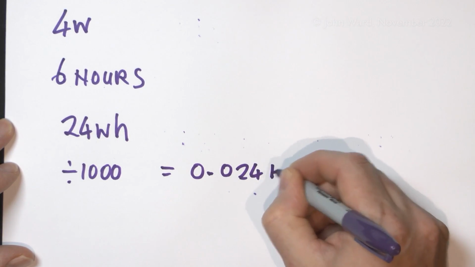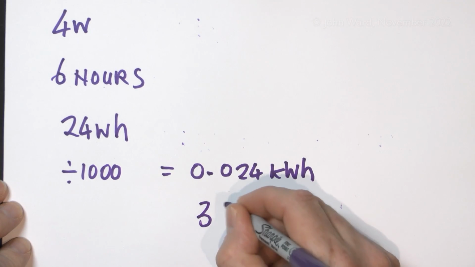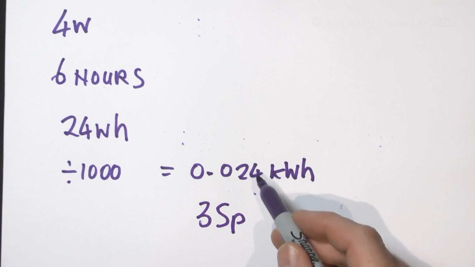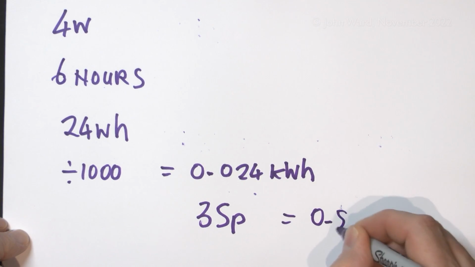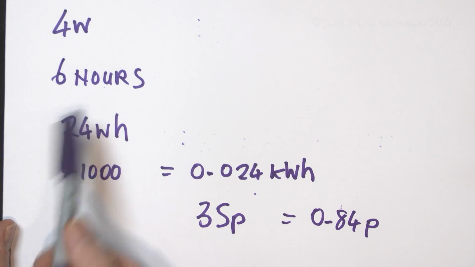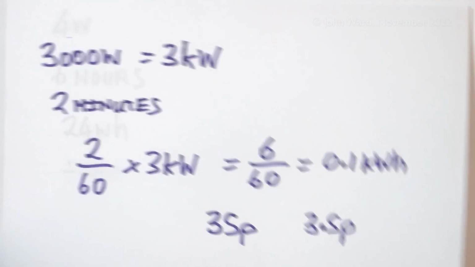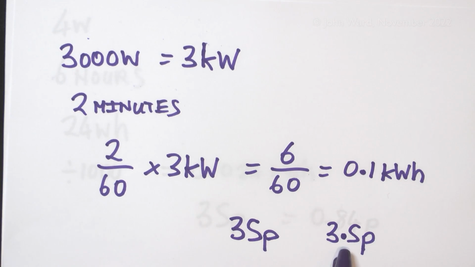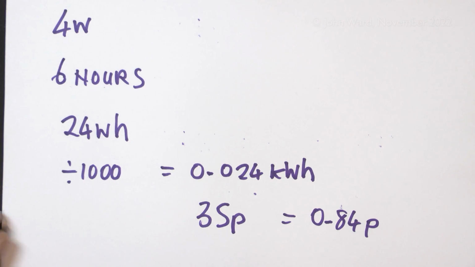0.024 kilowatt hours. And again, if that was at 35 pence per unit, 35 multiplied by 0.024 actually comes out to 0.84 pence. So even though it's been on for 6 hours, the fact that it's only a tiny 4 watts means it costs less than 1 penny to actually operate for that time, whereas previously the kettle, although it was only on for 2 minutes, actually cost 3.5 pence, simply because the rate at which it used electricity was of course dramatically larger.